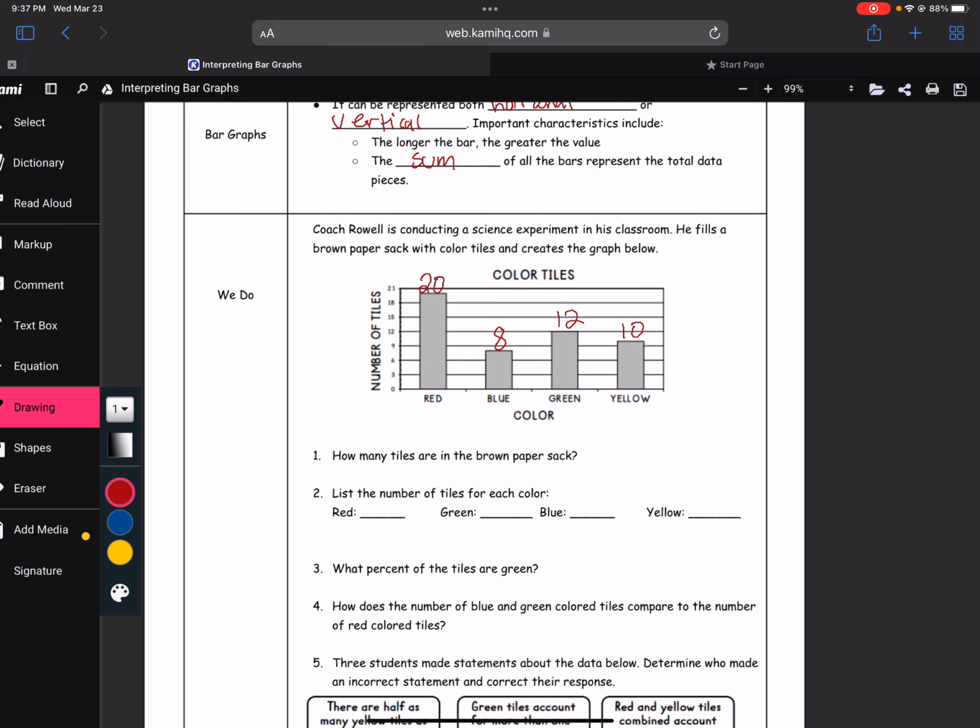So now that we've done this, we go look at number one. How many tiles are in the brown paper sack? So we're going to go ahead and start the addition. 20 plus 8 plus 12 and 10 will give me 50. So we know that there are 50 colored tiles. So now we're going to list the number of tiles for each color, which we already did since we did it before we actually read the problem. So we did 20, 12, 8, and 12.